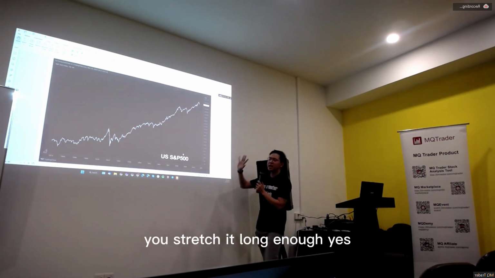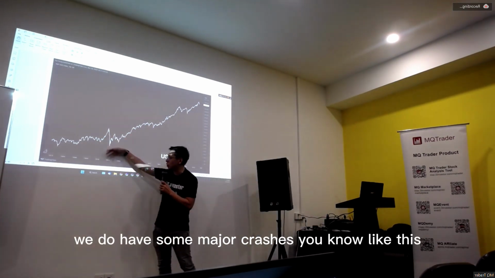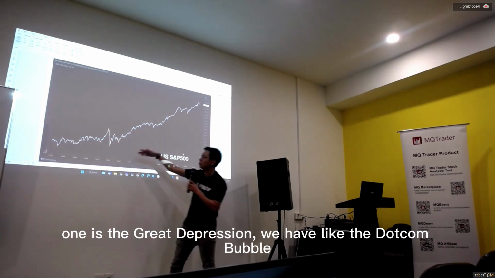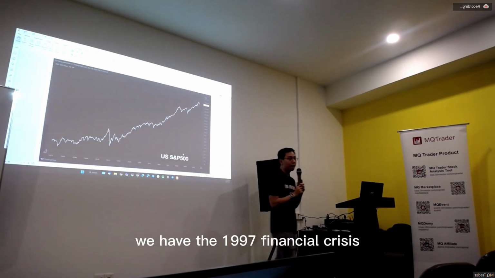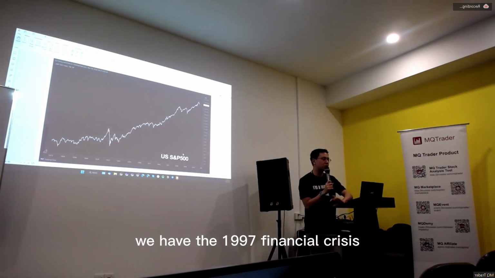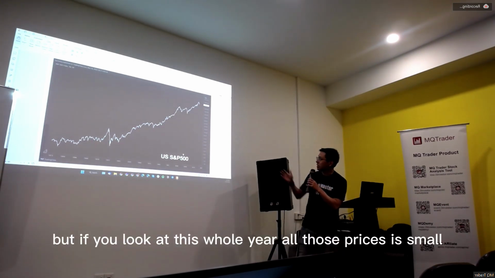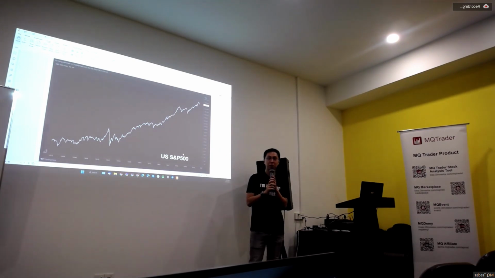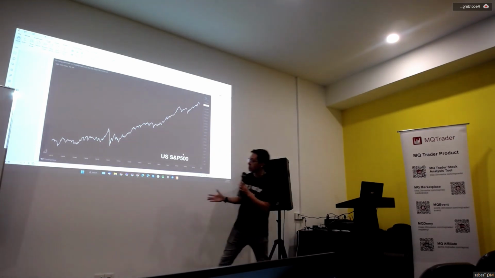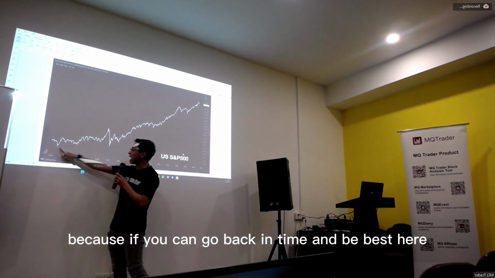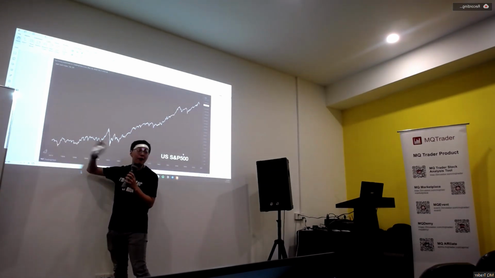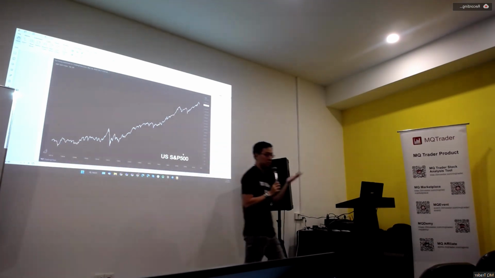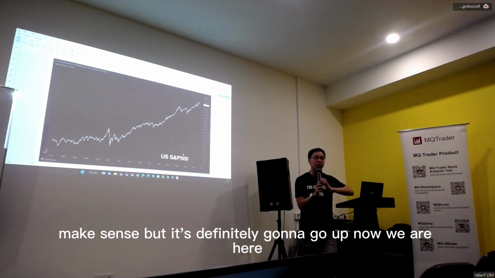If you stretch it long enough, yes, we do have some major crashes, like the Great Depression, the dot-com bubble, and the 1997 financial crisis. But if you look at this whole chart, all those crises are small in the grand scheme of things. Because if you could go back in time and invest here, everyone would want that. Make sense? Because it's definitely going to go up.